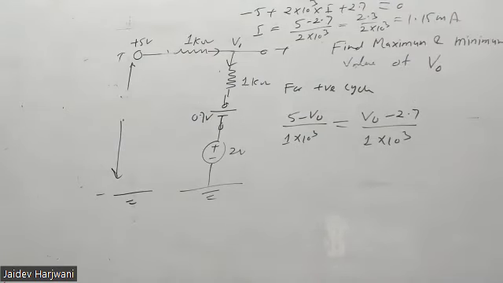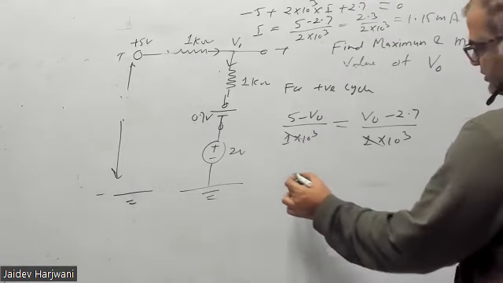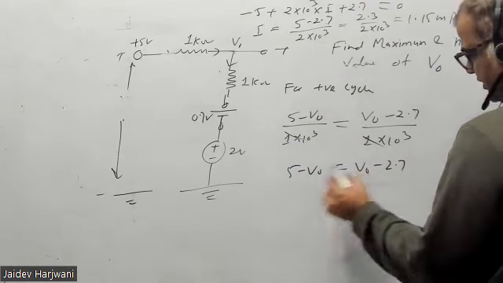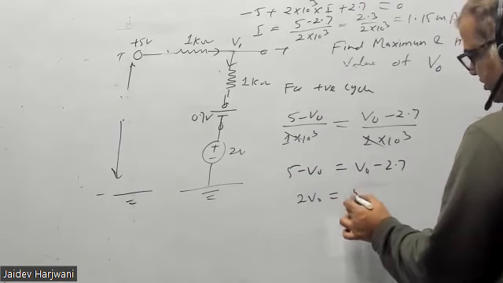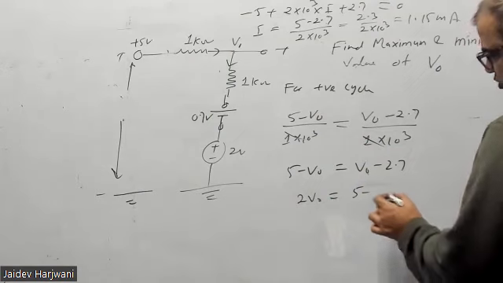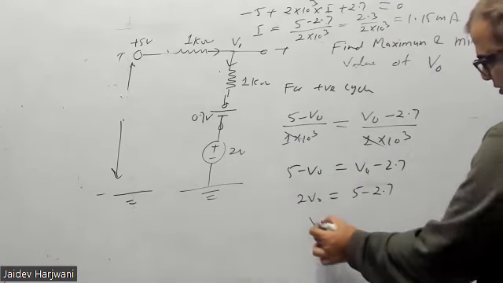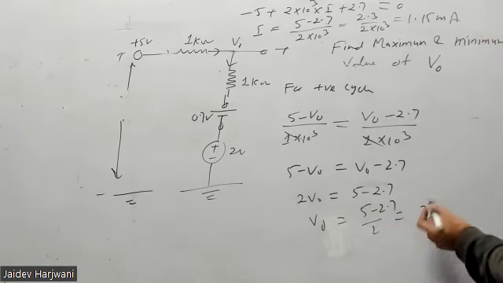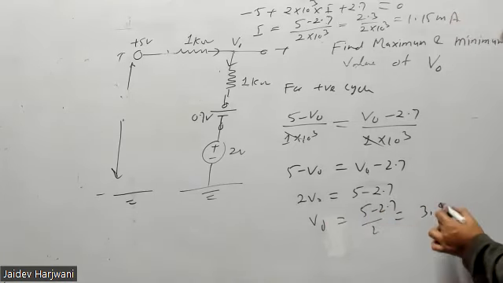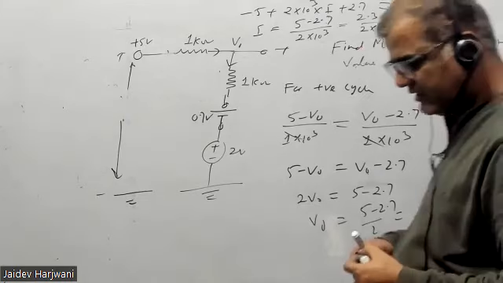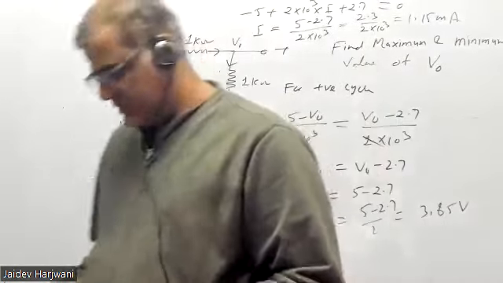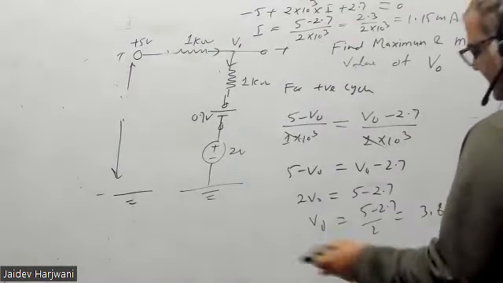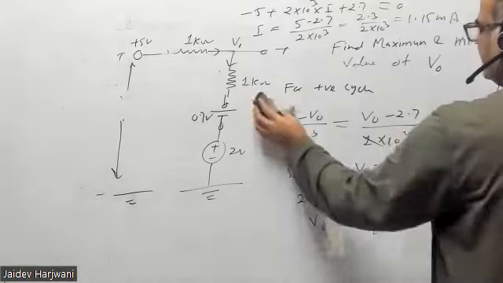So now this 1 kilo ohm cancels out. This 5 minus V naught equals V naught minus 2.7, which has become 2 V naught equals 5 plus 2.7. How much is coming? 5 plus 2.7 upon 2, same will come, 3.85. This is easy to understand, that's why I repeated it one more time. So the positive cycle maximum value is 3.85 volt. Now for the negative cycle.